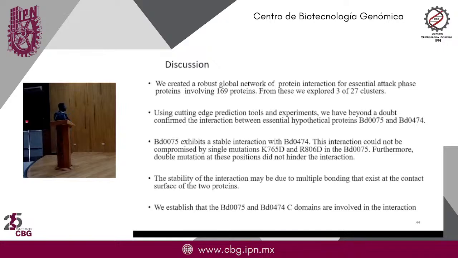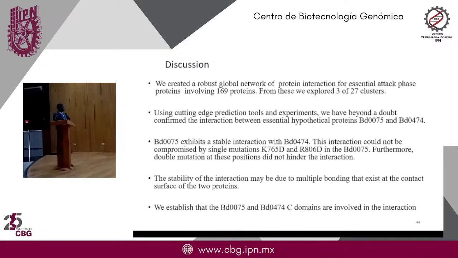What we were able to do was create a robust global interaction network of proteins for essential attack phase proteins, involving 169 proteins. From this, we explored 3 out of 27. So we have other relevant functional protein interactions that are yet unexplored. But from these 3 that we explored, we were able to use cutting-edge tools and experiments to confirm, beyond doubt, the interaction between 75 and 474.